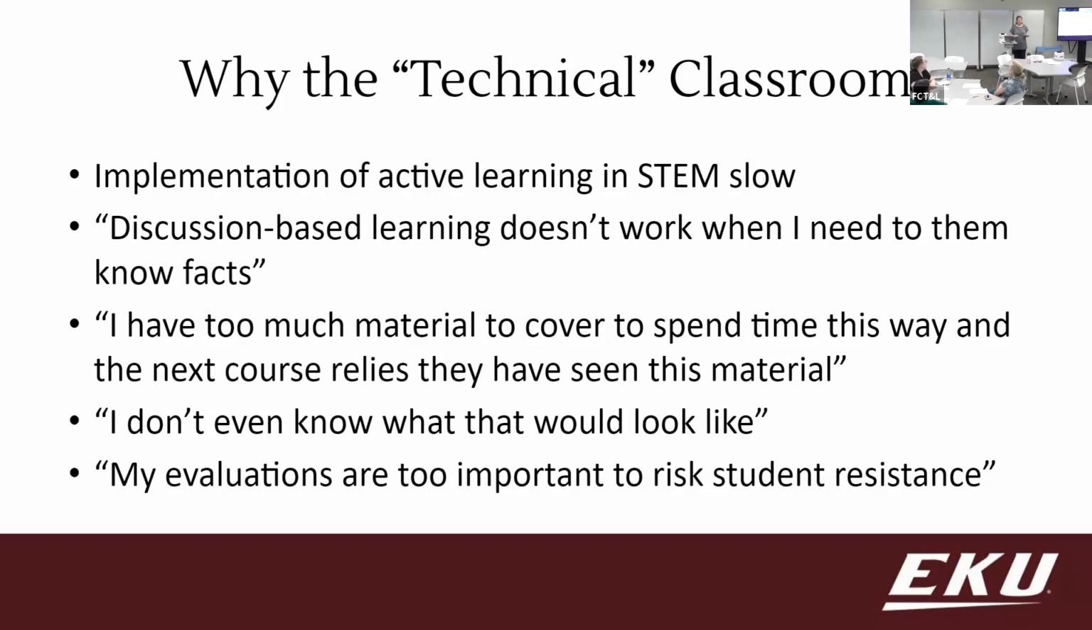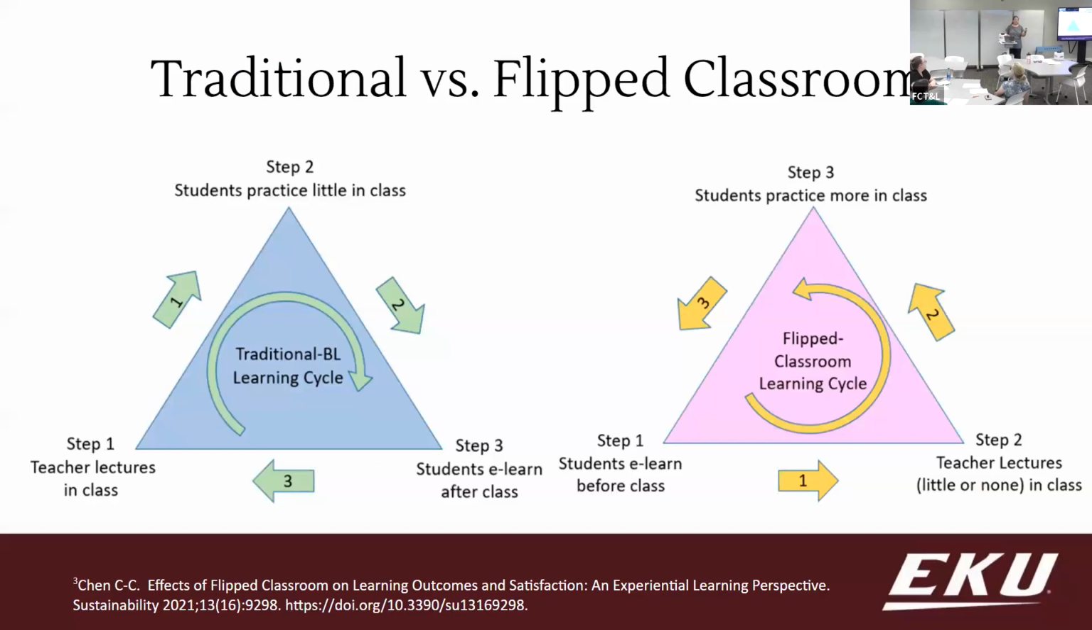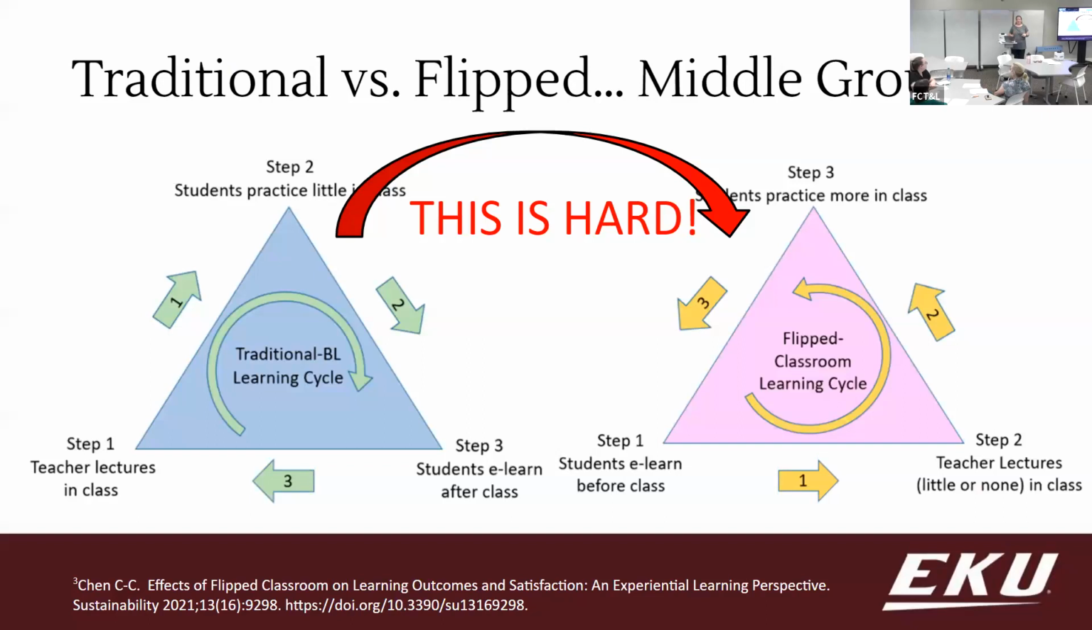Now, our traditional classroom usually goes with lecture. They might practice a little bit and then e-learn after, some homework, some kind of follow-up, formative assessment, summative assessment. And then you've probably heard of a flipped classroom, which kind of flips it backwards, where they're doing some kind of learning outside of class, and then you're doing almost exclusively practice in class. And it is really hard to go from one to the other, to completely flip your own mindset.